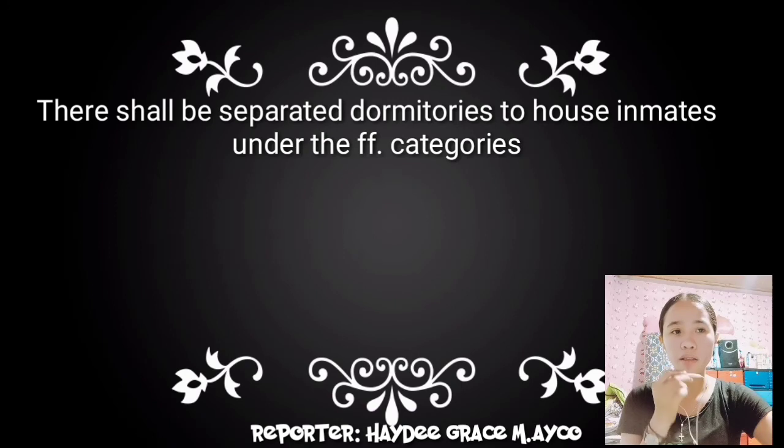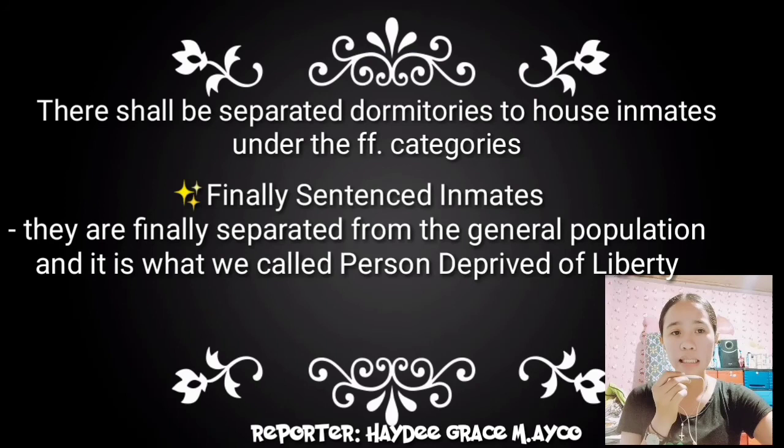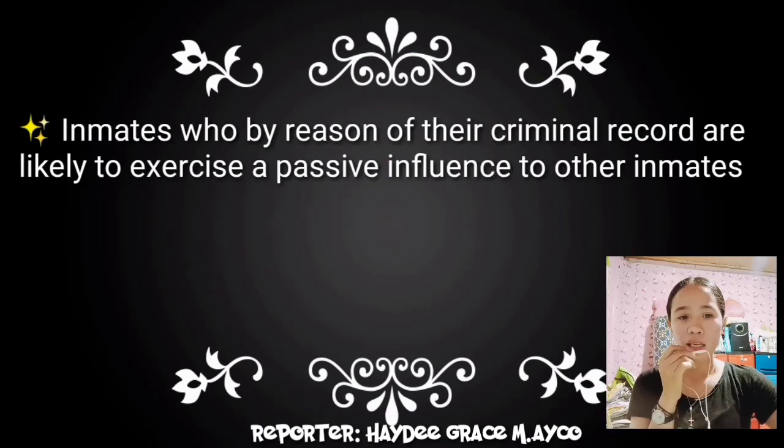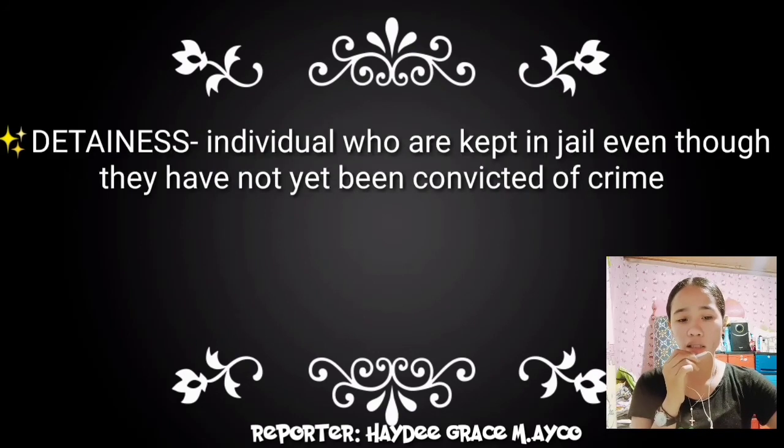There shall be separated dormitories to house inmates under the following categories. First one is the finally sentenced inmates. They are finally separated from the general population, and it is what we call person deprived of liberty. Death convicted with a life imprisonment. Inmates who by reason of their criminal record are likely to exercise a passive influence to other inmates. And another one is the detainees, individuals who are kept in jail even though they have not yet been convicted of a crime.